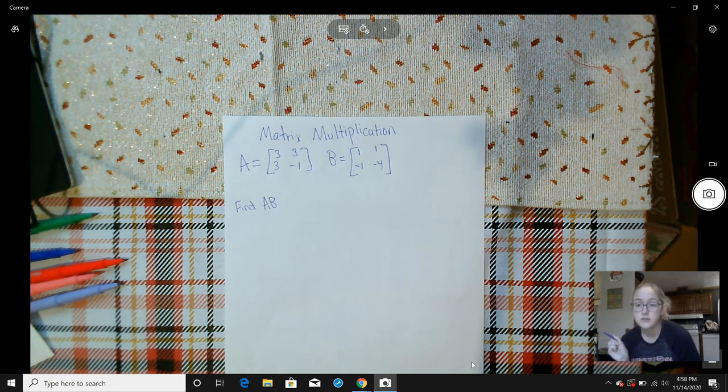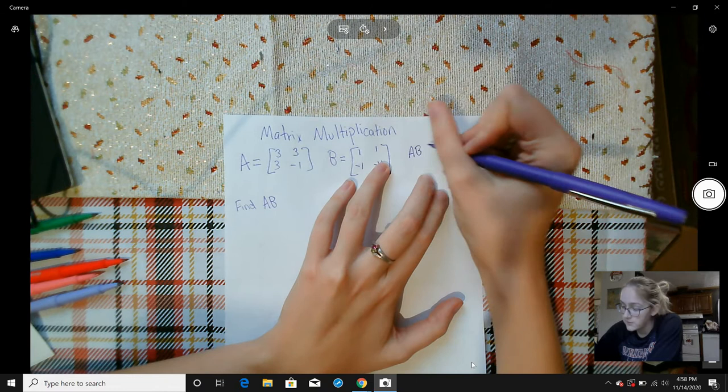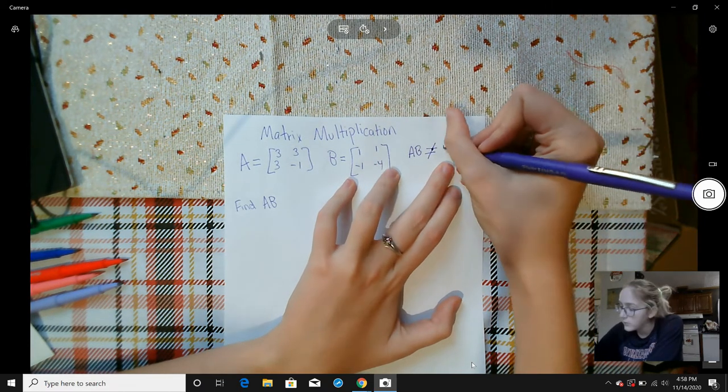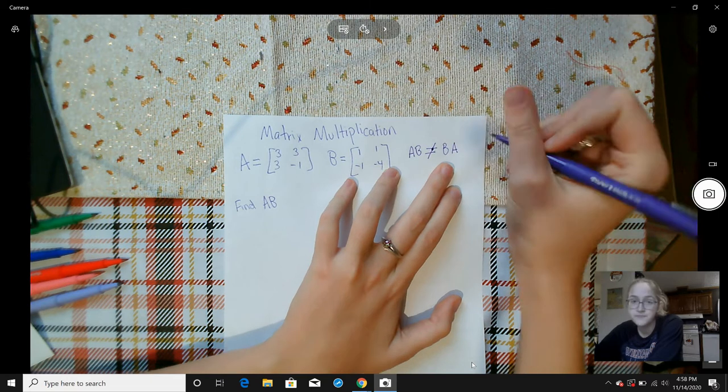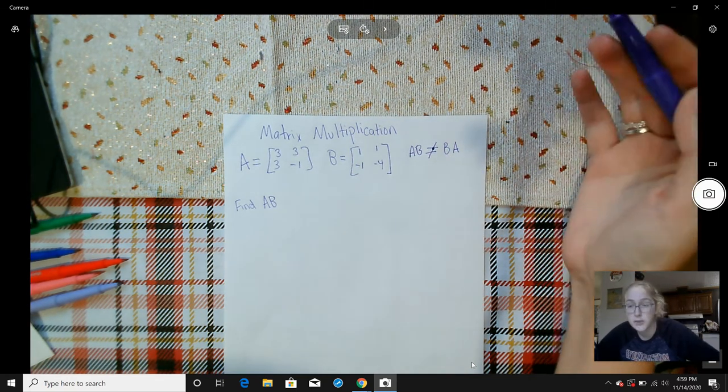I'm going to show you an example of this all worked out on Delta Math in just a minute, but it is important to know that matrix multiplication is not commutative. It is not commutative, which means matrix A times B does not equal B times A. That is one of the most important matrix multiplication rules.